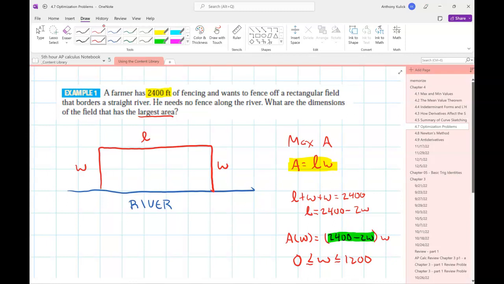Okay, let's do some calculus now. I'm going to start by just simplifying my expression so that I don't have to do a product rule when I do my calculus.